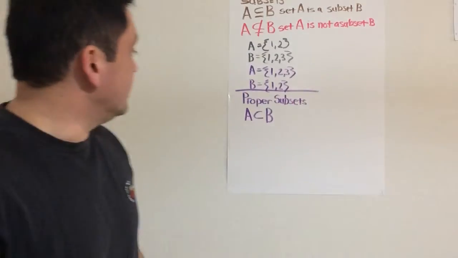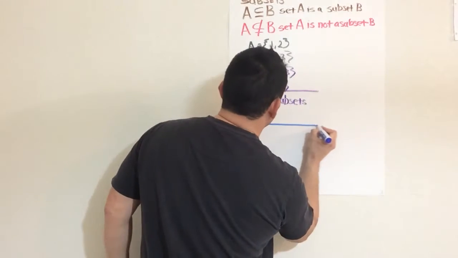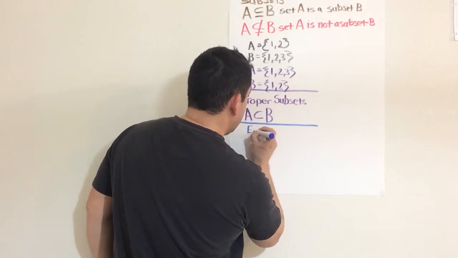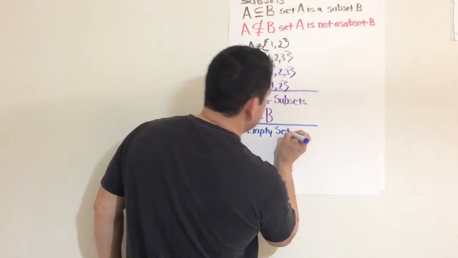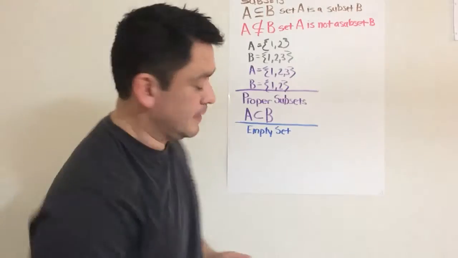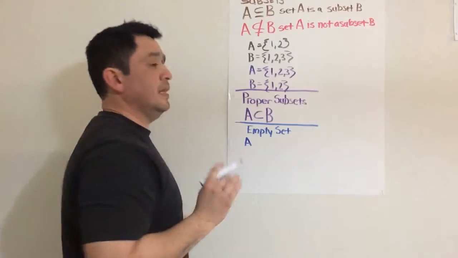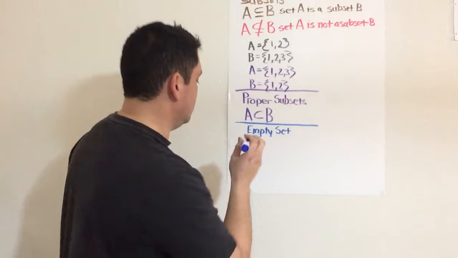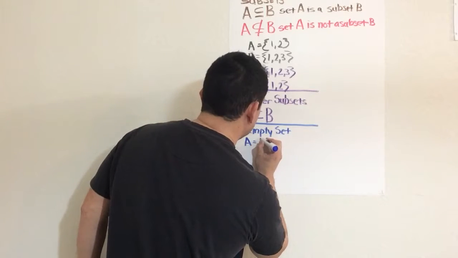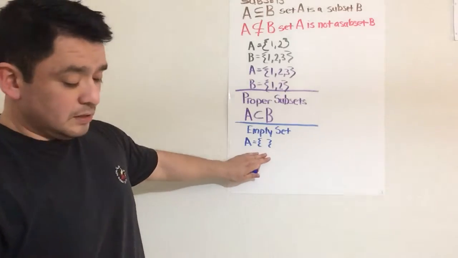Empty set. So when you're writing the empty set, let me draw my line here. Talking about empty sets now. Now when you're writing the empty set, it's written like this. Remember, A always comes first, and the empty set is always going to be a subset of every set. Okay? Let me show you what that means. Empty set is written like this. That's the way it would look.